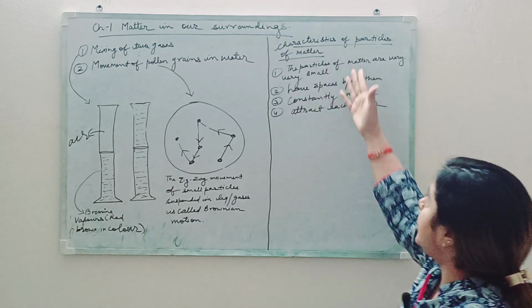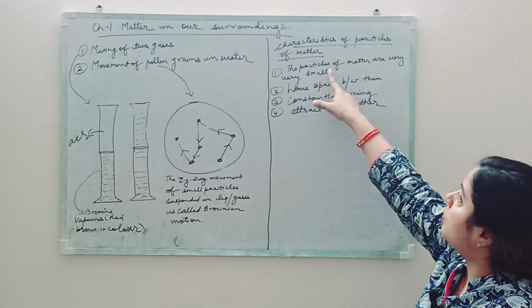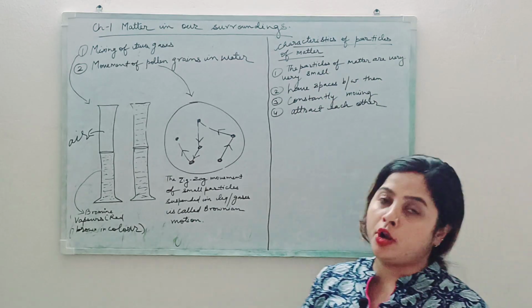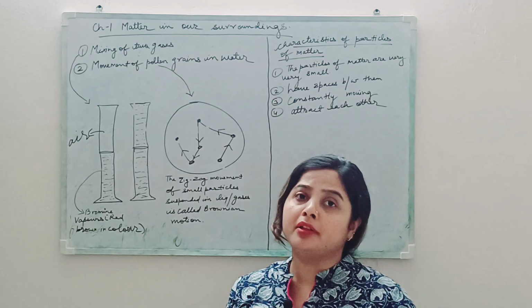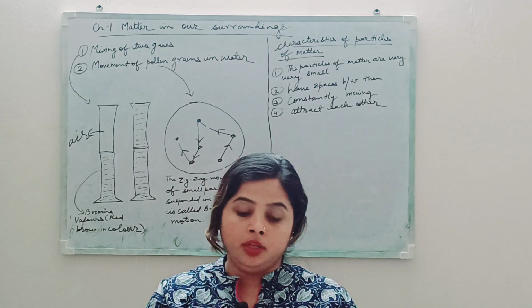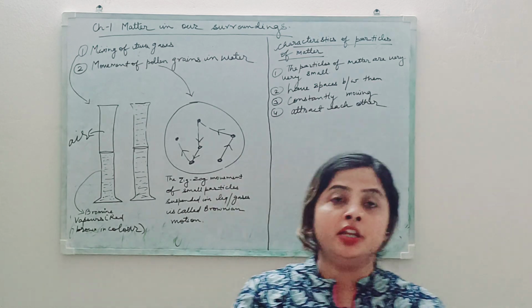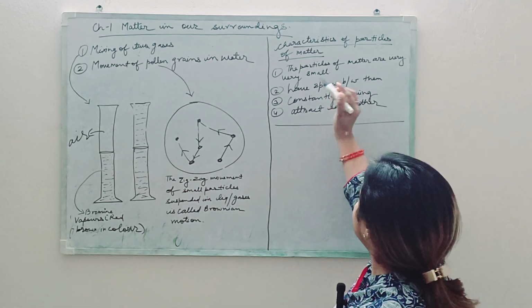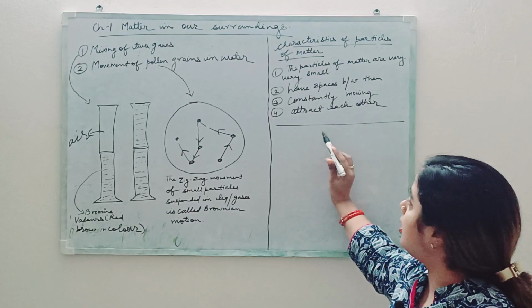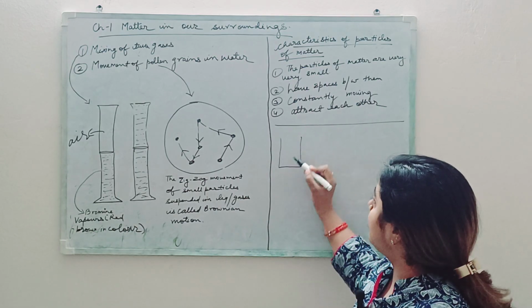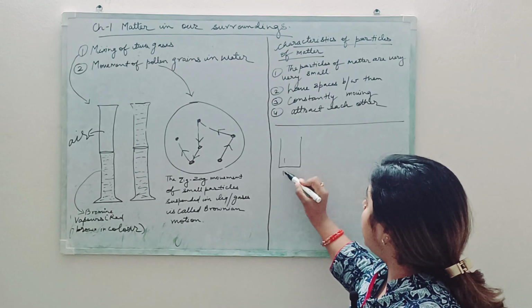You have got the following characteristics. Number one is the particles of matter are very, very small. The very famous experiment is, children, if I give you the example: suppose you took a beaker and here you took 100 ml of water.